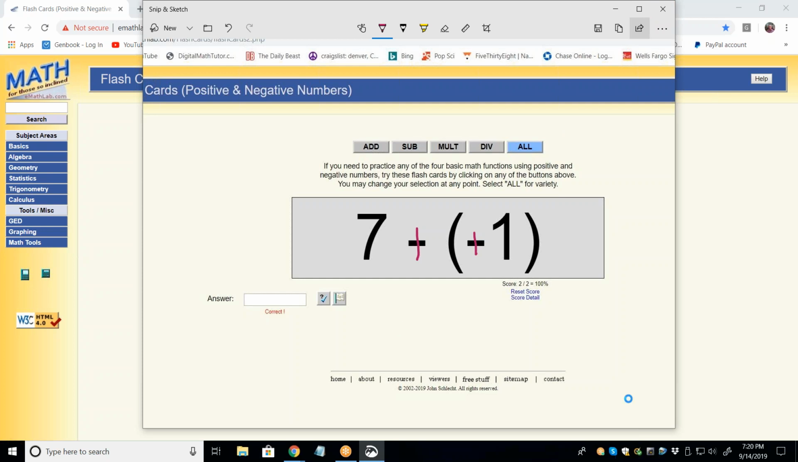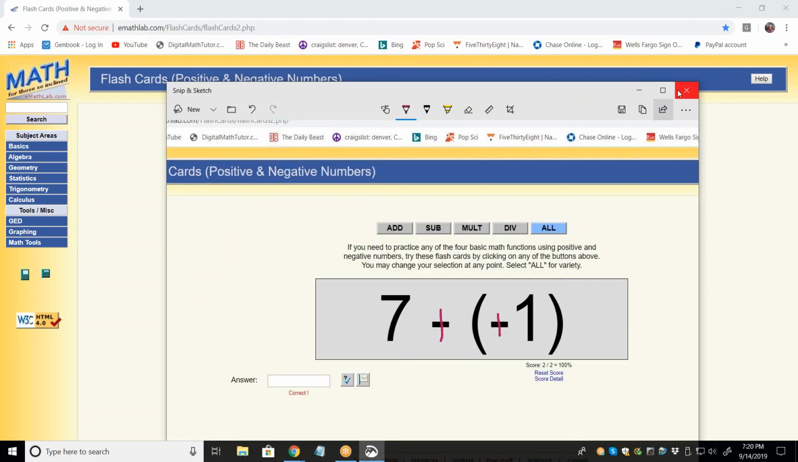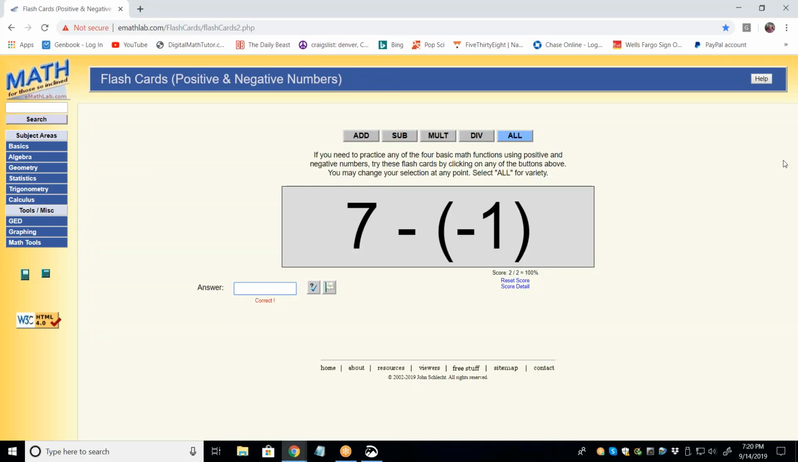Hold on a second. The computer's acting up a little bit on me here. What's going on? Let me try this. So I'll go ahead and put in 8. Okay, go.